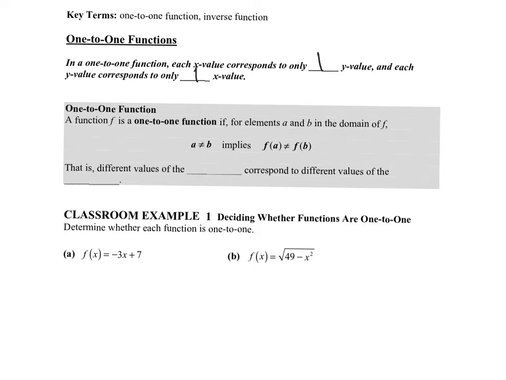So a function is one-to-one if for all elements a and b in the domain, a is not equal to b implies f of a is not equal to f of b. That is, different values of the domain correspond to different values of the range. So nothing repeats.